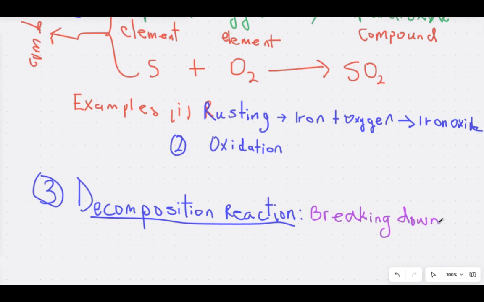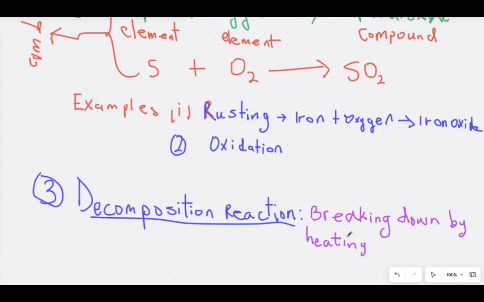In chemical reaction, compounds can be broken down into two smaller compounds, or three, into smaller substances by what? By heating. This is simply decomposition. So when you break down a large compound into smaller units, smaller molecules or smaller compounds by heating, it's called decomposition. Now we're going to look at some examples of this decomposition reaction.